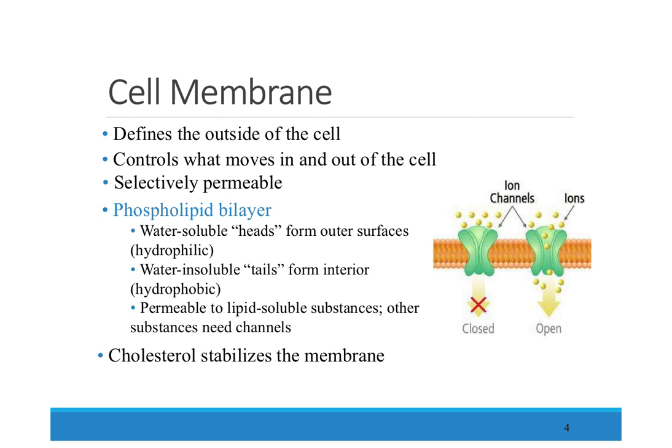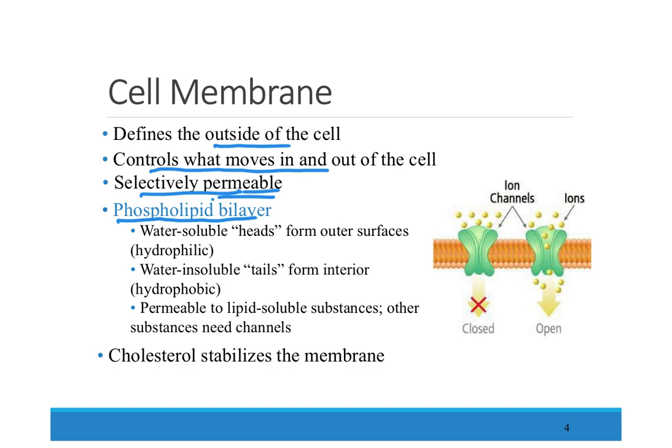So starting with the cell membrane, it really defines the outermost boundary of the cell. The cell membrane's job is not just to hold the cell together, but it also controls what moves in and out of the cell. Cell membranes are selectively permeable. Permeable relates to what can go through it, and they can allow some things through but not others. And this is due primarily to the phospholipid bilayer that makes up the cell membrane.